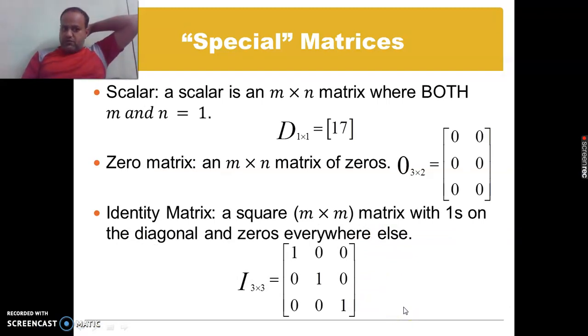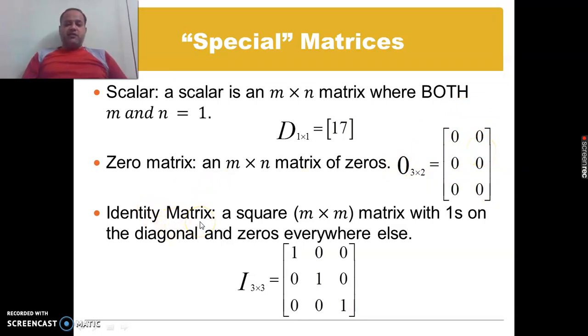Another one, the scalar. A scalar is an m cross n matrix where both m and n are 1. So basically, a matrix of order 1 cross 1 is known as a scalar. So the next matrix is the 0 matrix. A matrix with all entries 0 is known as the 0 matrix. Here we see that this matrix O of order 3 by 2 has all entries 0, so we can say that it is a 0 matrix.